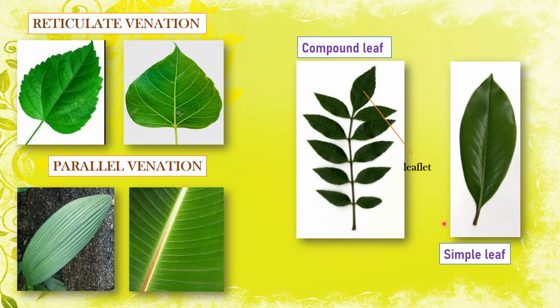Now, simple and compound leaves. Leaves can be of various shapes. The leaf blades of some leaves are divided into leaflets. Leaves of neem, tamarind, touch-me-not, gulmohar are compound leaves. The leaves of banyan and peepal are called simple leaves as they have a single blade.